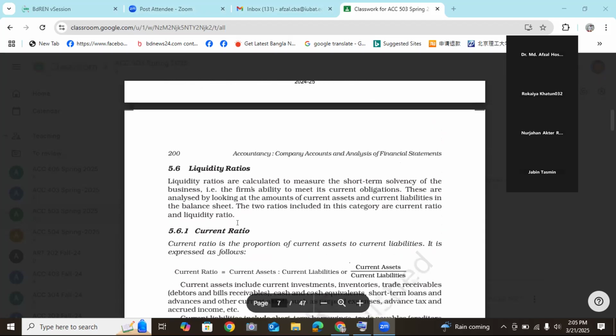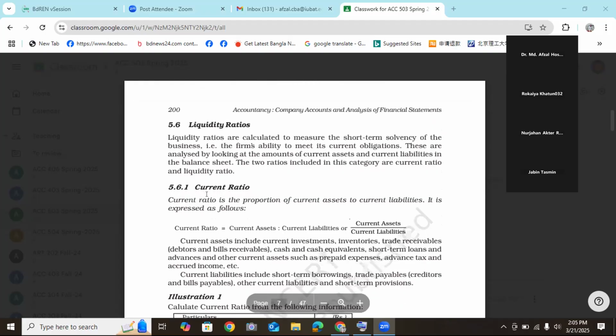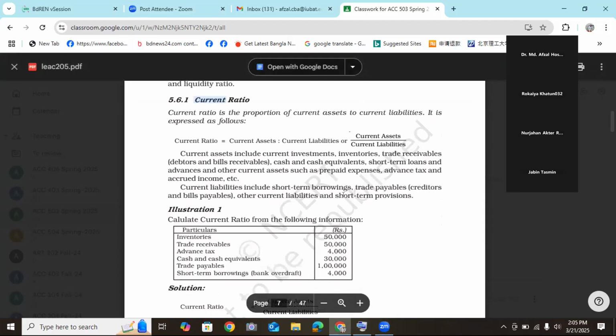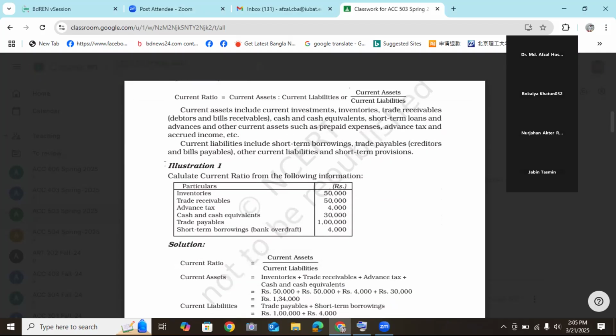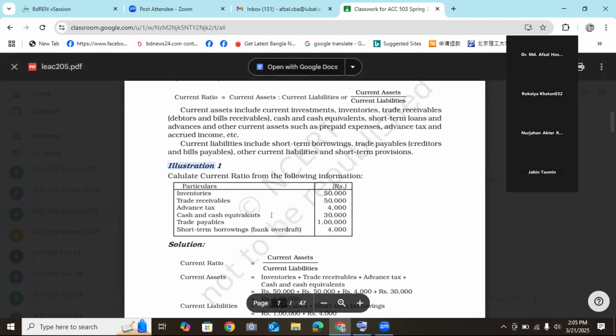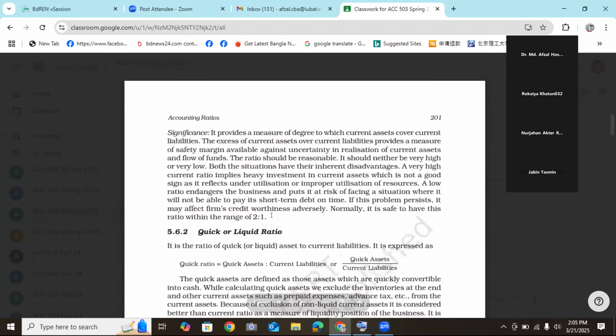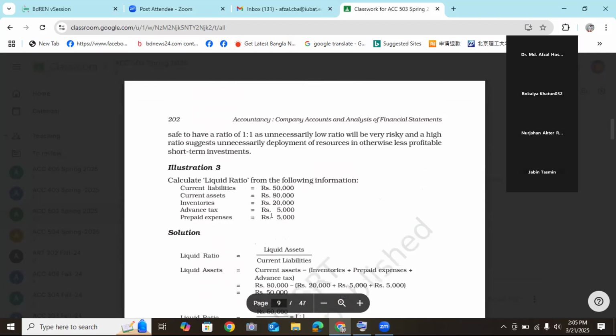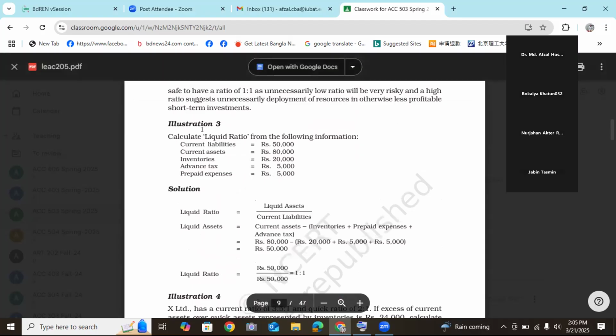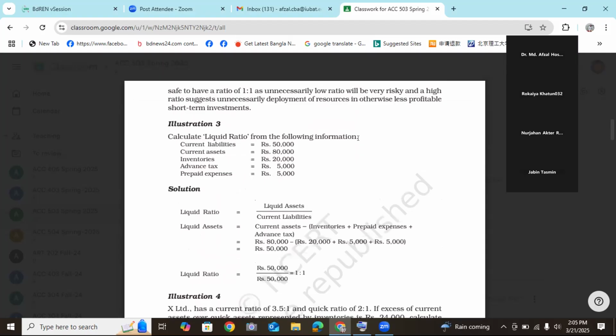Okay, under liquidity ratio, there is the current ratio. We know what the current ratio is and how to calculate it. We discussed illustration number 1 last class about the current ratio. Then the quick ratio we also did. Illustration 2 we already did. Illustration number 3, liquid ratio from the following information.